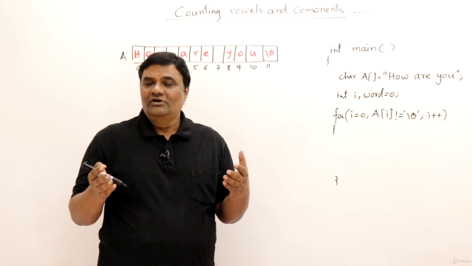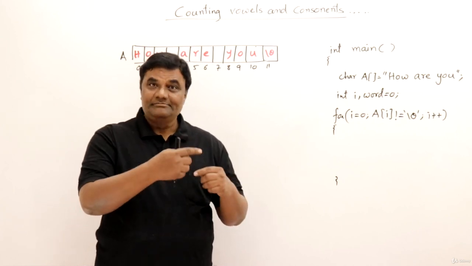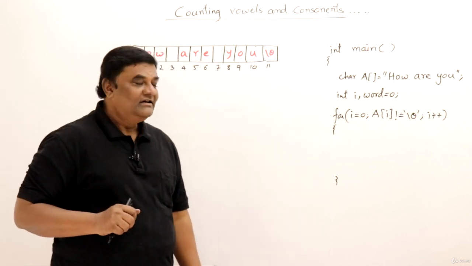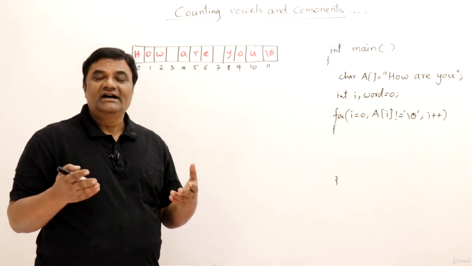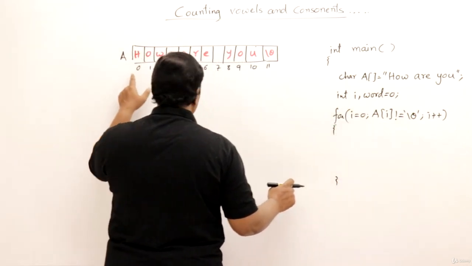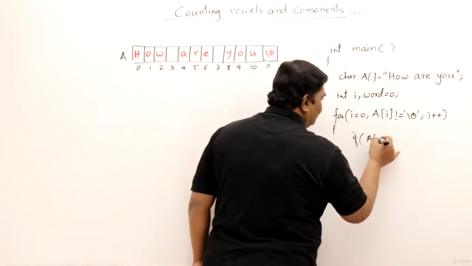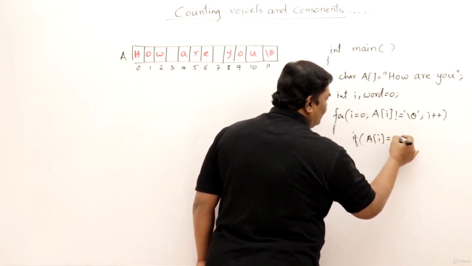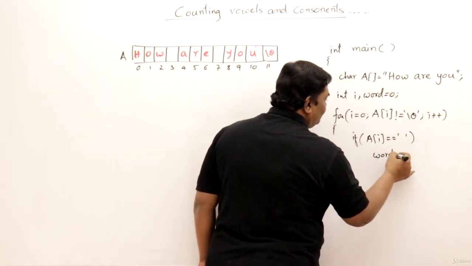So what is the method? Simply count the spaces, as many spaces plus 1 words are there. So we know very well how to scan through a string, and we just have to check for the spaces. So I will write the code here. This for loop will take me through the entire string. Then every time I check if a of i is equal to a space. If it's a space, then word plus plus.